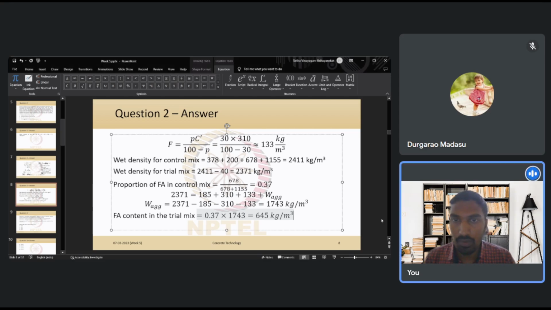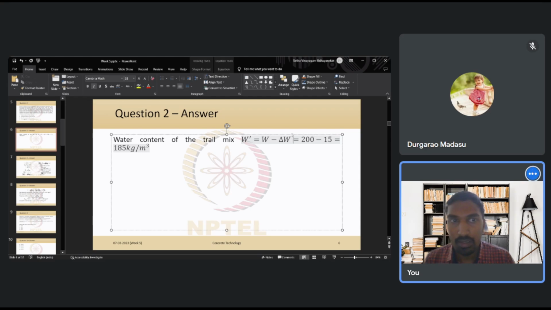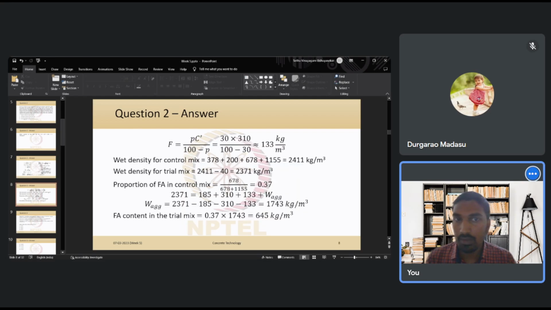First we found the new water content of the trial mix, which is the control mix water content minus the reduction, and that came out to be 185. Then we derived the fly ash content in terms of the new cement content, and we also found the new cement content, which was 310 kilogram per meter cube, and the fly ash content was 133 kilogram per meter cube. Then for finding the fine aggregate content in the new mix, first we found the total aggregate content.